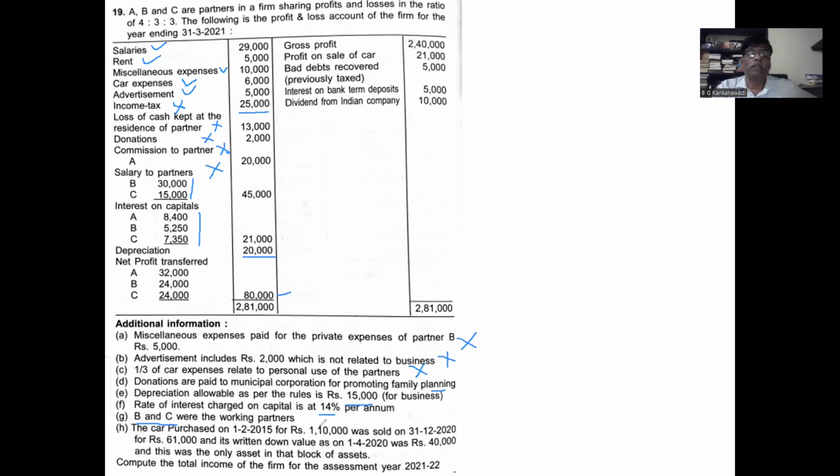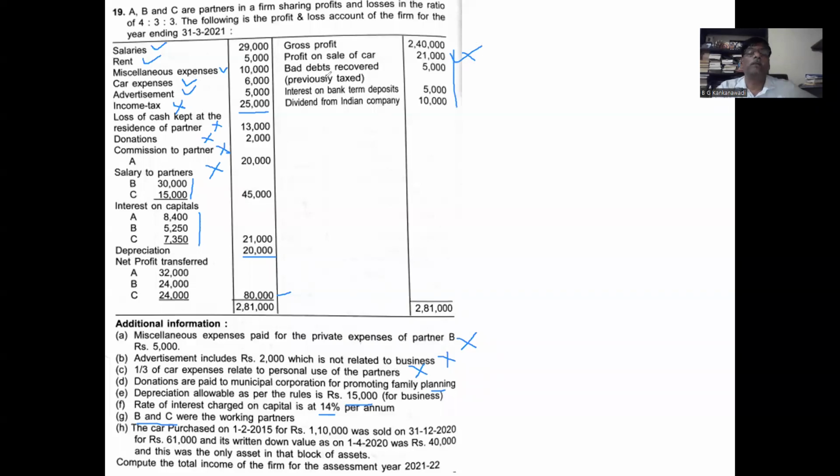Then the car is purchased and sold. It is the only one asset in that block. This adjustment we use for calculating capital gain. Capital gain. Okay. Each item, add. Then go to the credit side and deduct this. Profit on sale of car is not related to business.